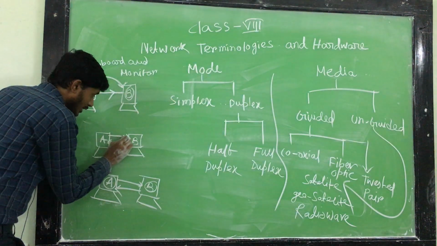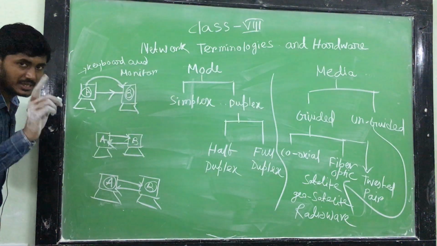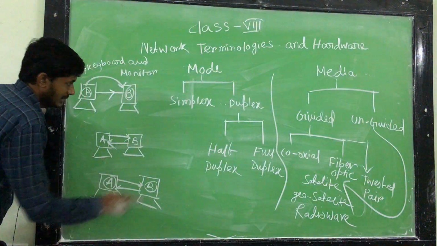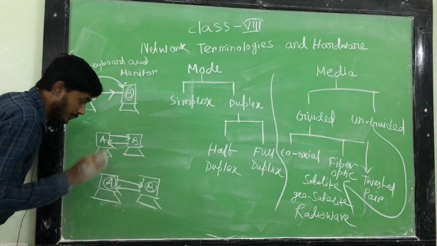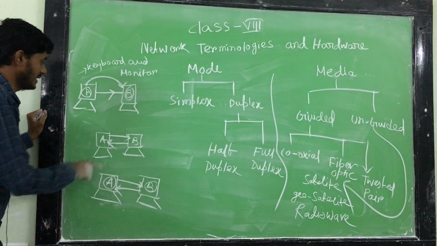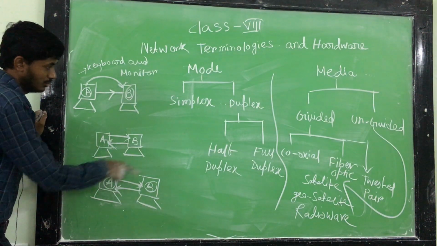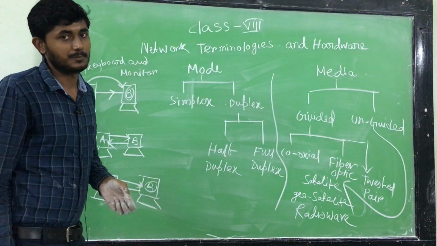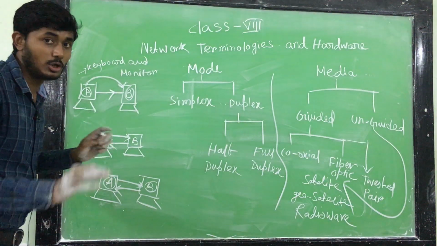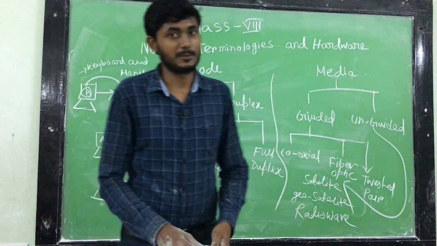Half duplex means both computers can send data to each other. A can send data to B, B can send data to A, but not at the same time. Example is walkie-talkie. And the third one is full duplex. A can send data to B, and B can also send data to A at the same time. Full duplex example is telephone networking. So simplex is one-way communication, keyboard and monitor. Half duplex is two-way communication but not at the same time, walkie-talkie. Full duplex is two-way communication at the same time, telephone networking. Clear?